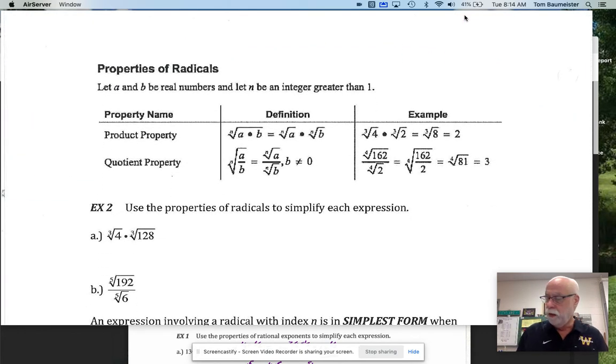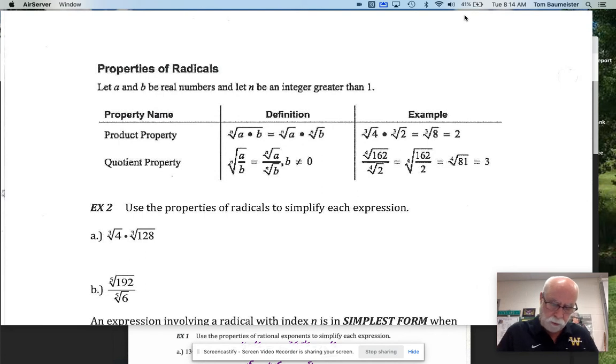Okay, now, those were the properties of exponents. We have the properties of radicals, so let a and b be real numbers and let n be an integer greater than 1. So the product property, again, you have used both of these with just square roots though. On this one here, we have the nth root of a times b. I can write that as the nth root of a times the nth root of b.